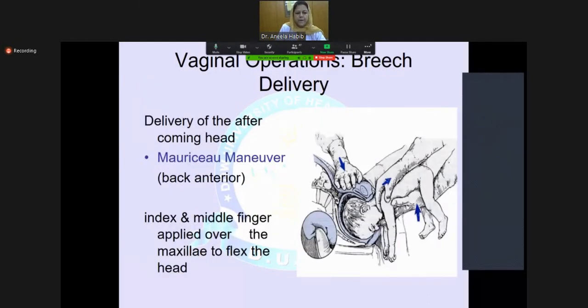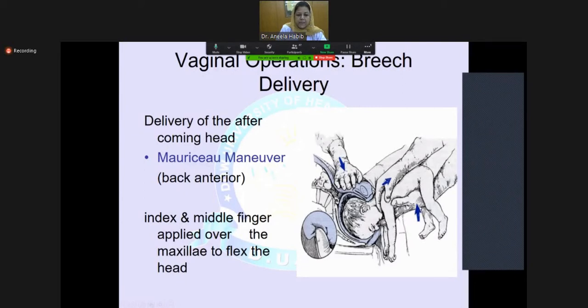This is the body of the baby. Whoever is delivering the baby keeps the body of the baby on the left hand, and the right hand is at the shoulders. You need to flex the head and deliver the baby. And this is a Mauriceau-Smellie-Veit maneuver, where the back of the baby is anterior. You need to extend that back onto the abdomen of the mother.